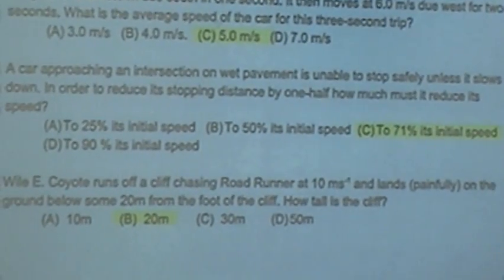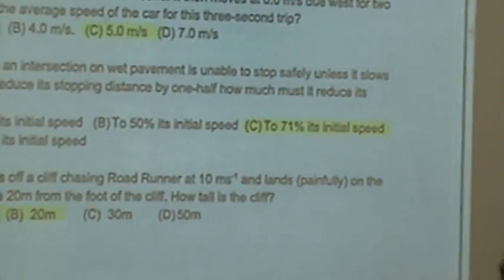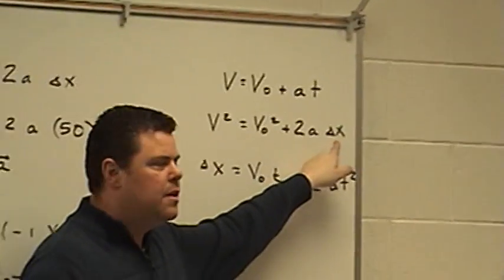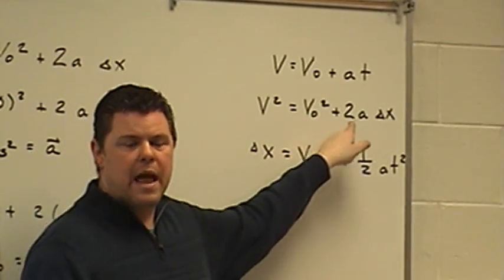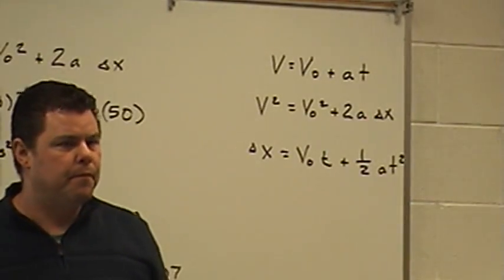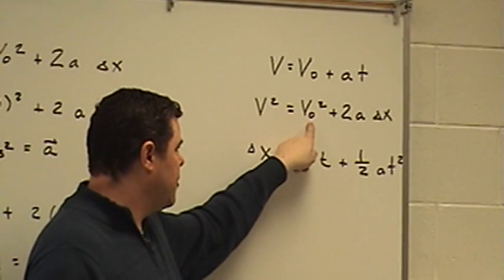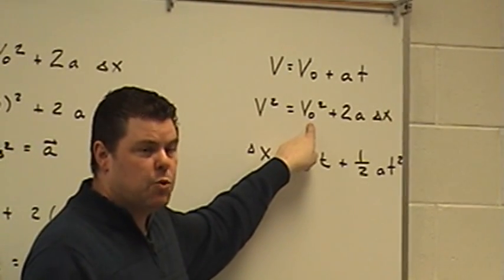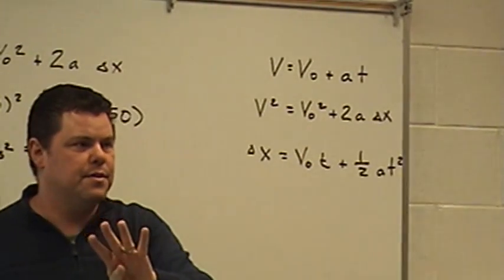But let me ask you another question related to that. Let's say if you're traveling twice the speed, how much more distance would you need to stop? If you travel twice as fast and it's squared, then how much more distance do you need to stop? 4 times. So because it's squared, like if you're going 10 meters per second and you square it, versus 20 meters per second and square it, went from 100 to 400, that's 4 times the distance.